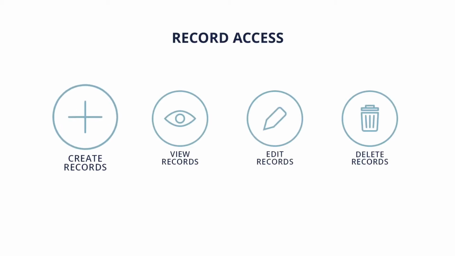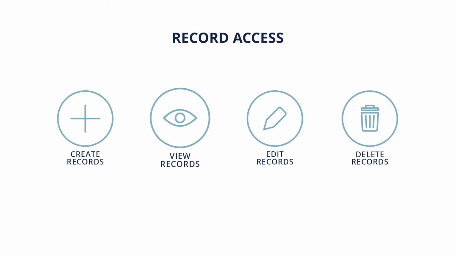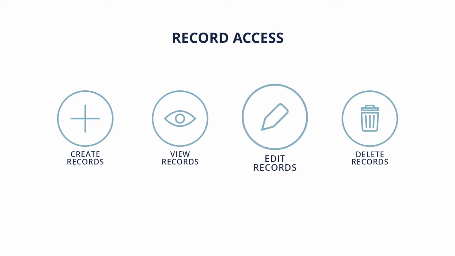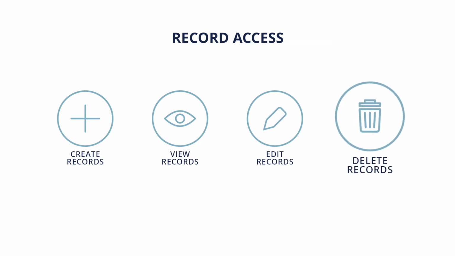Create access allows a user to create a record of that type. View access allows a user to see the information in a record. Edit access allows a user to make changes to fields in the record, and delete access allows for the deletion of a record from the CRM.